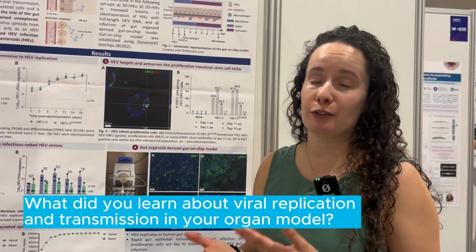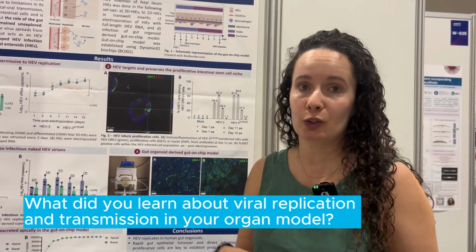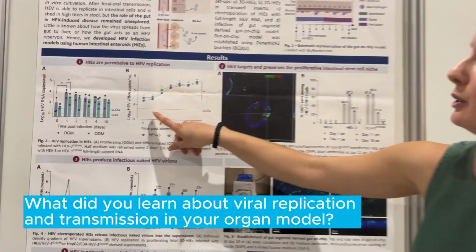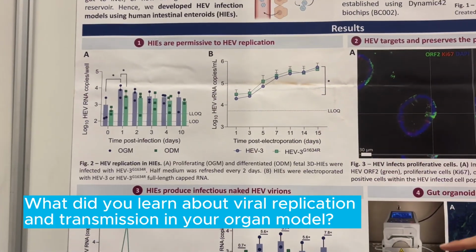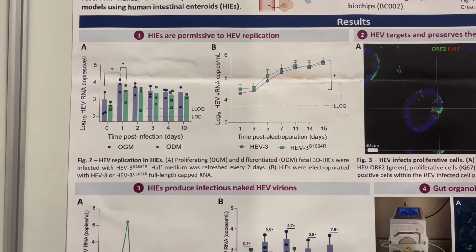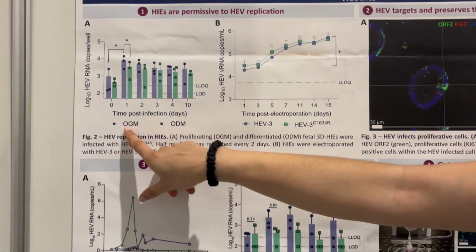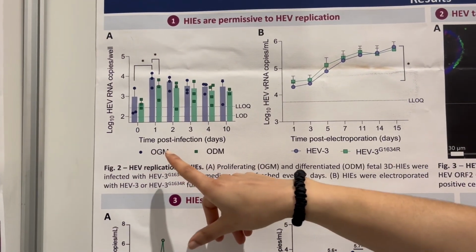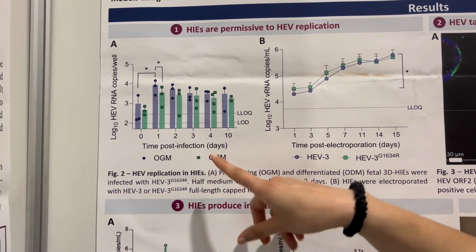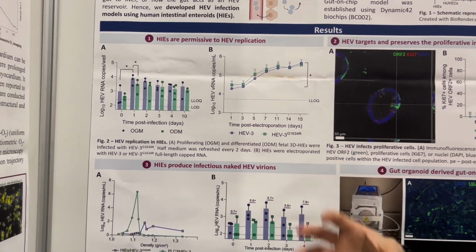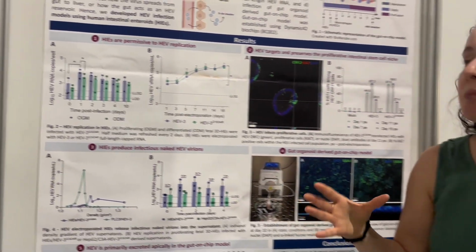Electroporation of the organoids was the most efficient method to replicate the virus in our model. As you can see here, we have an increase in the viral load over time. We also then infected naive 3D organoids with the virus that were in growth media, which means they are in a more proliferative status, or in differentiation media. And we also see that the virus replicates to higher titers when the organoids are in this proliferative state.